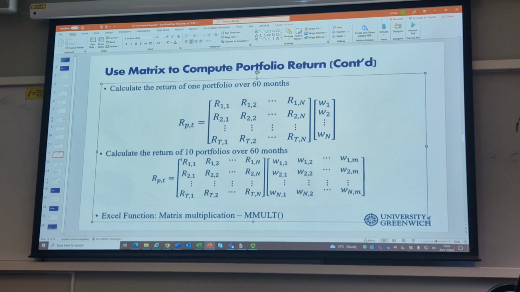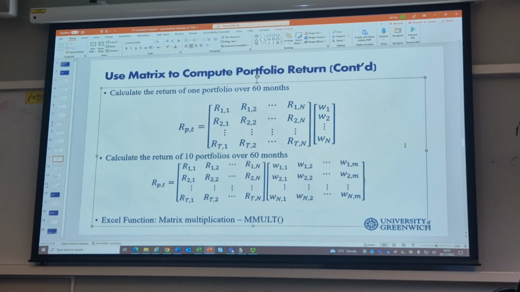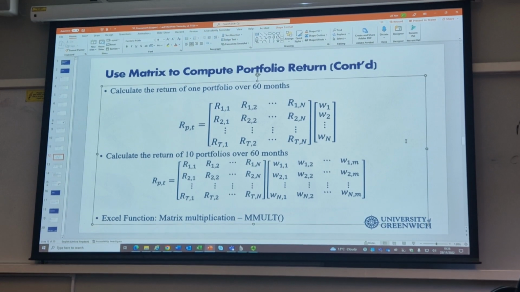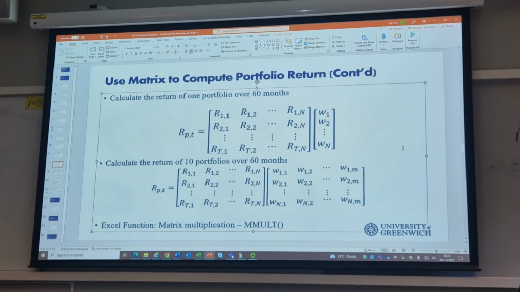So we just use matrix multiplication. We can calculate the return of these 10 portfolios in these 60 months. Okay, is that clear?